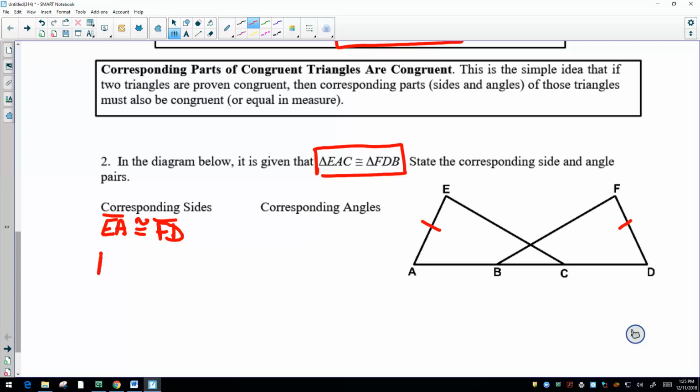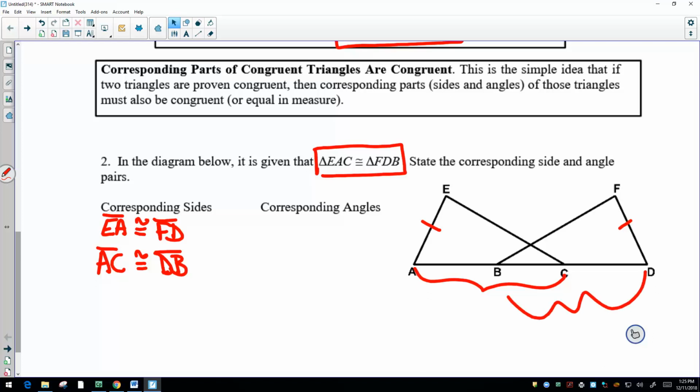Take the next two letters, so perhaps AC. Well, that's going to be corresponding to the next two letters in the other triangle, DB. So here's AC on the bottom, and then here is DB on the bottom. And then for our last two, take your first letter and your last letter, so there's EC. That should be congruent to FB. And again, if I look, here's EC on this side, here's FB on that side.